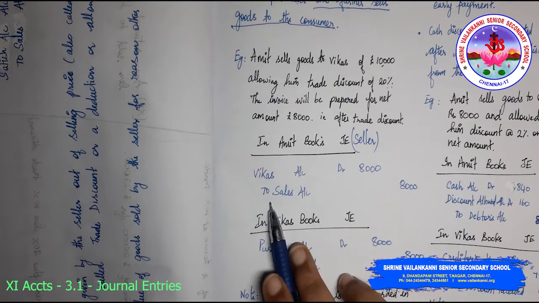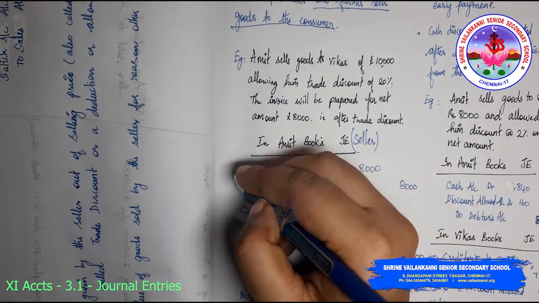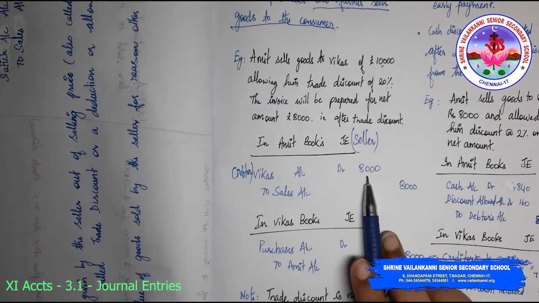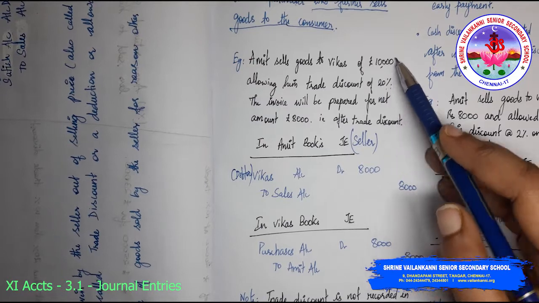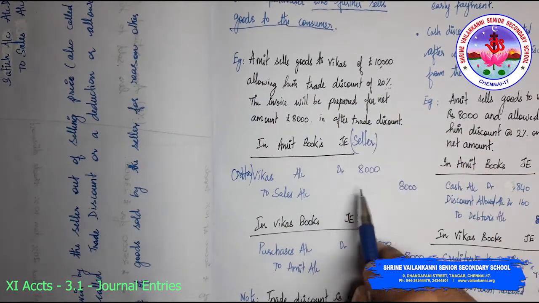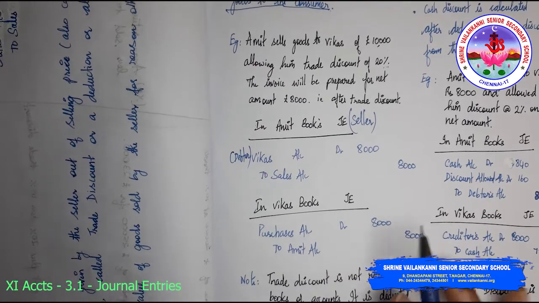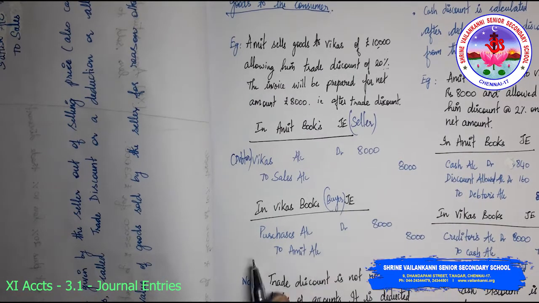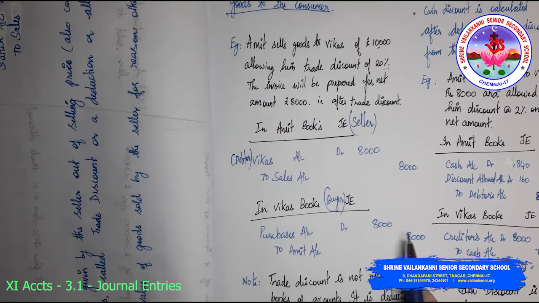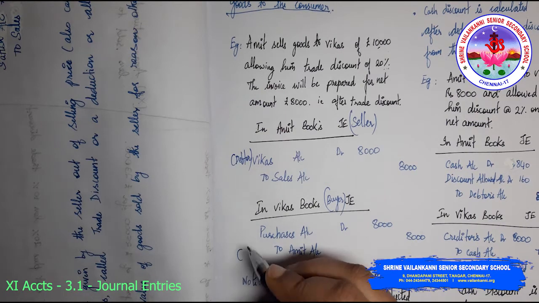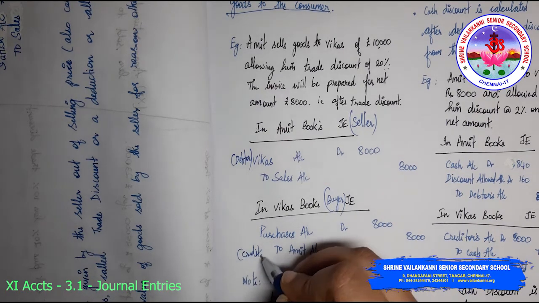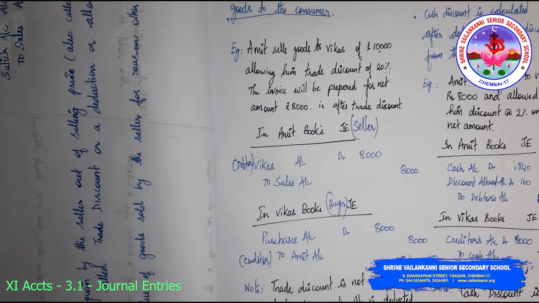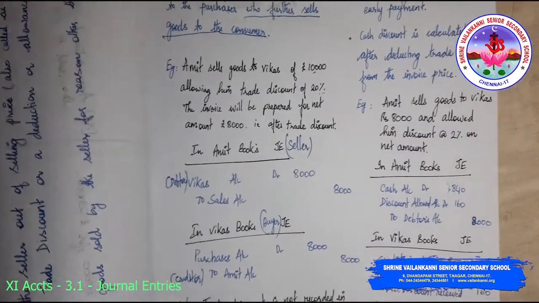Vikas account debit to sales account, because Vikas is a debtor. He has to pay 8,000 rupees. He had to pay how much? 10,000 rupees. After trade discount, he has to pay 8,000 rupees. Now, in the books of Vikas, Vikas is whom? Vikas is the buyer. Now, in his books, it will be purchases account debit to Amit's account. Amit is a creditor. We have to pay him. Okay, Vikas has to pay Amit. So 8,000 and 8,000. Okay, so this is how you work out a particular journal entry.